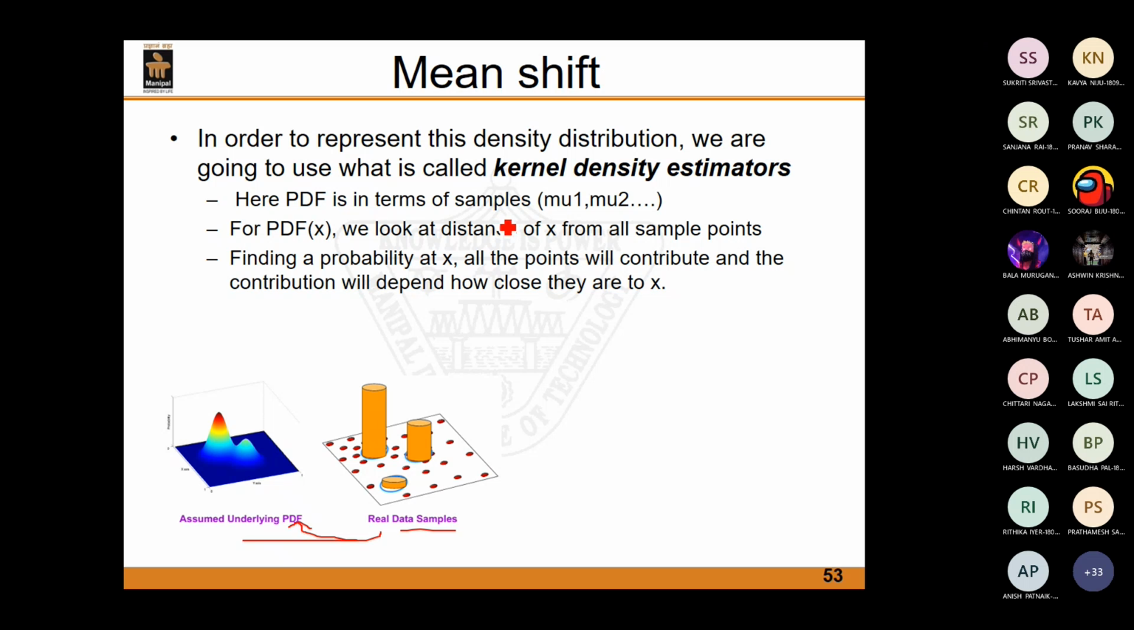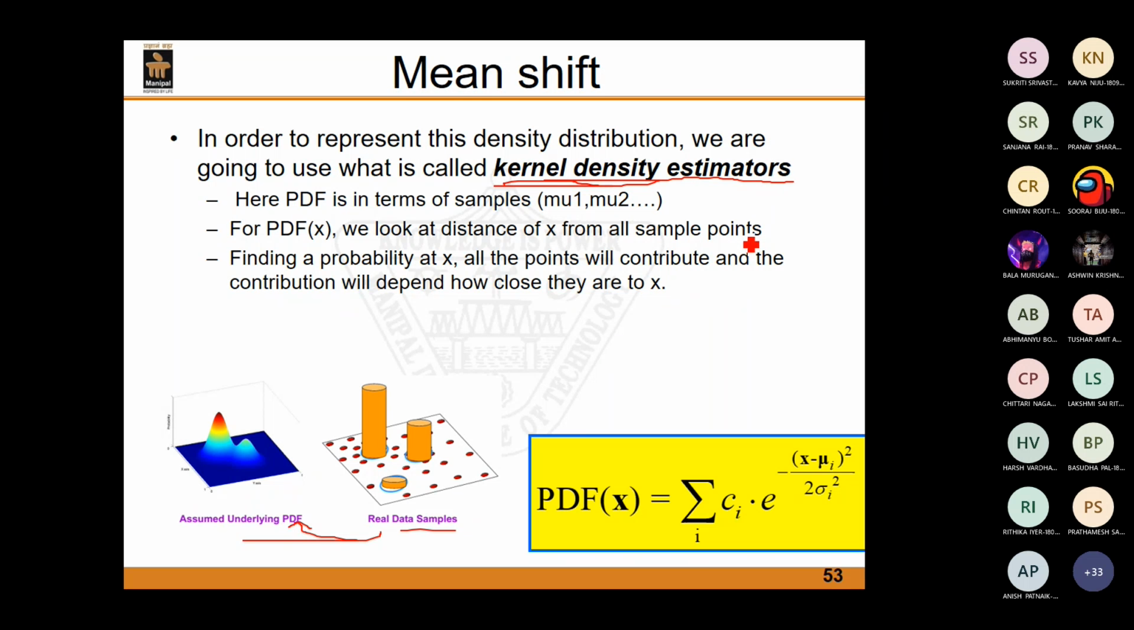So for this representation, you can make use of the kernel density estimators. So what are the kernel density estimators? We just see that here. If you look at this equation, this is the equation for finding the probability density function with respect to x, a data point x. Here, c_i is a constant, sigma_i is again a constant with respect to the distribution, and then you have a term (x minus mu_i) the whole squared.